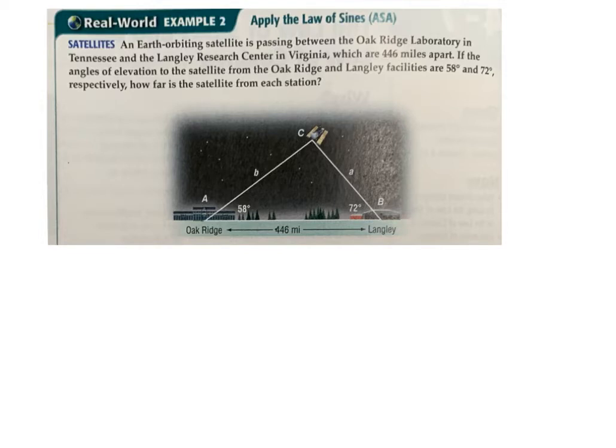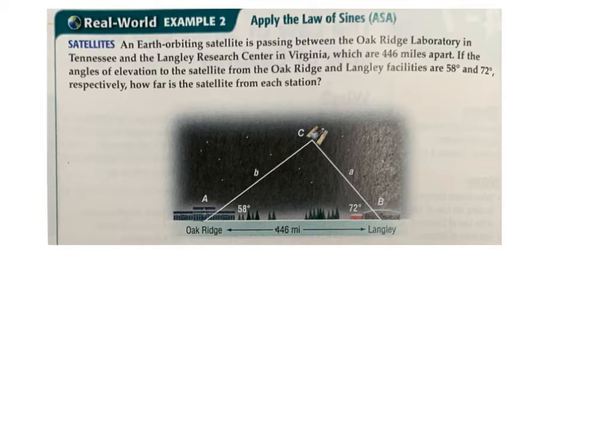An Earth orbiting satellite is passing between the Oak Ridge Laboratory in Tennessee and the Langley Research Center in Virginia, which are 446 miles apart. If the angle of elevation to the satellite from Oak Ridge and Langley's are 58 and 72 respectively, how far is the satellite from each station?